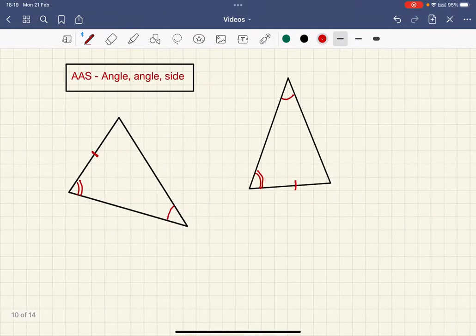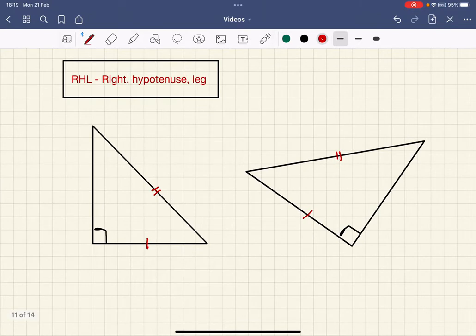Next one is angle, angle, side. So we're starting off, say, with this angle here, and I'll put these in. Say this was 40. And we move on to the next angle, and for example that was 70, and then the side was 5. And we'd have to have this corresponding thing in the next triangle, so we'd have to go 40, the next angle would have to be 70, and this side, and you notice how that side is across from the 40, opposite the 40, that would have to be the same. So that would be angle, angle, side in that order.